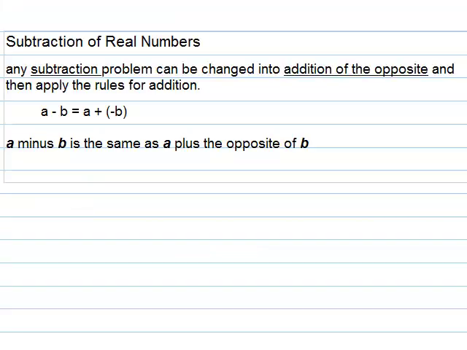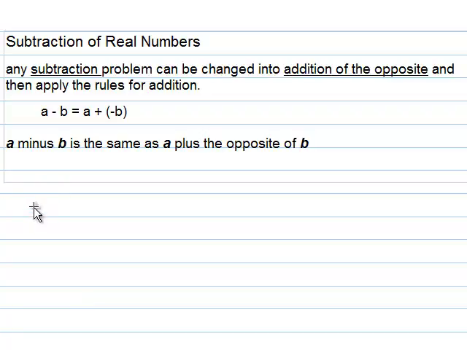Subtraction of real numbers. Any subtraction problem can be changed into addition of the opposite, and then we apply the same rules we had for addition. So in general terms, A minus B equals A plus the opposite of B. Again, A minus B is the same as A plus the opposite of B. We learned that to find the opposite of B, we take the negative of B. Well, let's look at some examples.